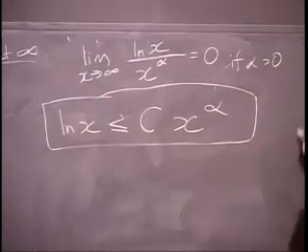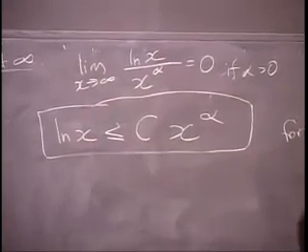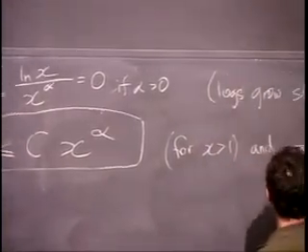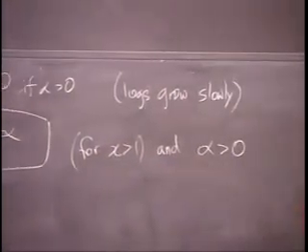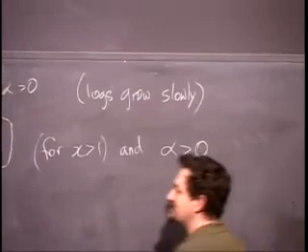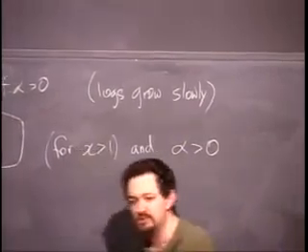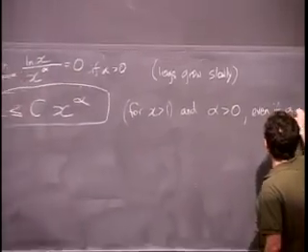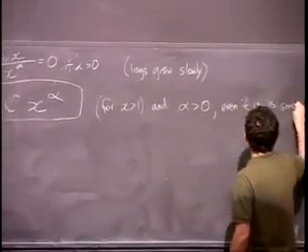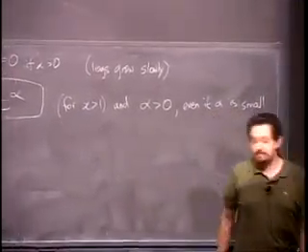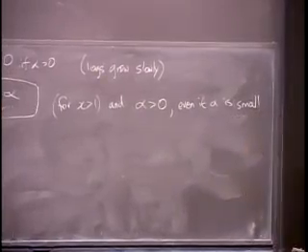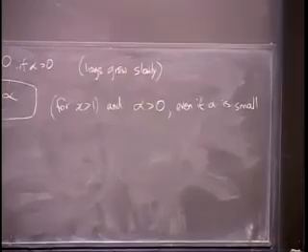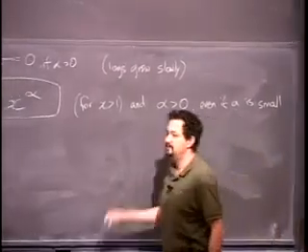That's true for x bigger than 1, say, and any alpha greater than 0, and this time you get the most power out of this statement when alpha is quite small. So in the other case, the exponentials, picking a bigger power never hurt anyone. But for the case of logarithms, a smaller power is good.